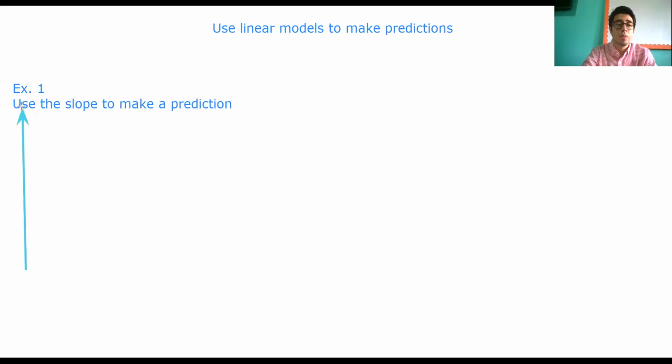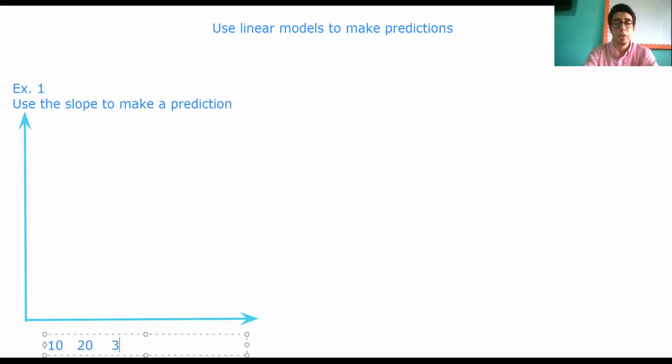the coordinates, the scale, and to draw the graph. Okay, to draw the scatter plot. So for the coordinates on the x-axis, I'm going to write 10, 20, 30, 40, 50. We finish in 50. I think I can have more space. Okay, now I place it in here.